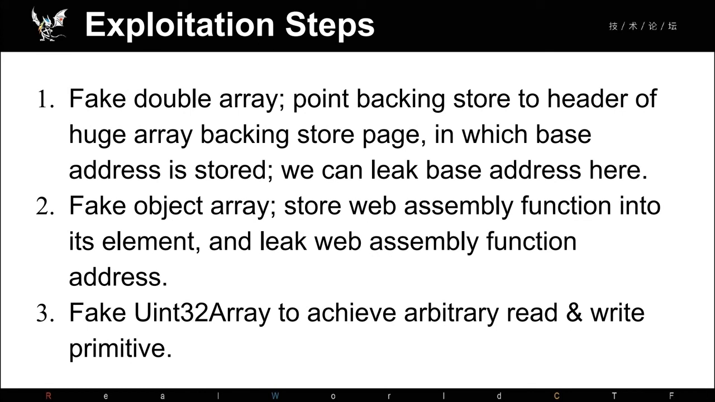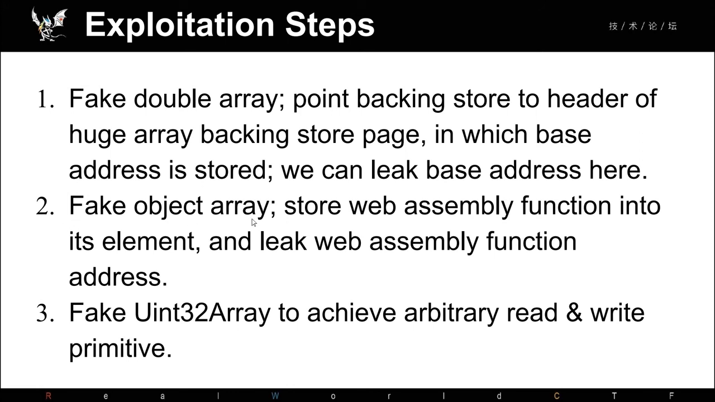After we have a fake object, here are the exploitation steps. Firstly, we fake a double array and point its element backing store to the header of the huge array backing store page. This header stores some meta information, and in this meta information, the base address, which is the high 32 bits of the address, is stored, and we can leak the base address here.